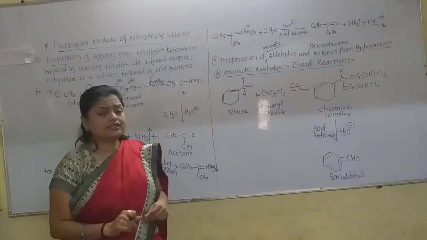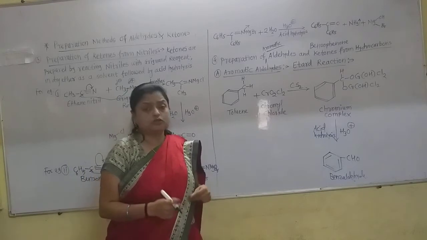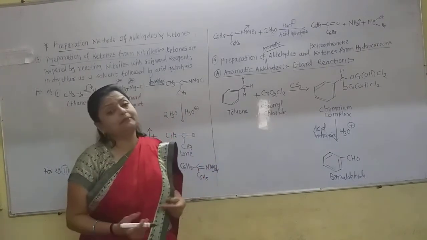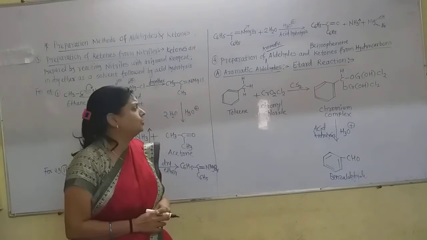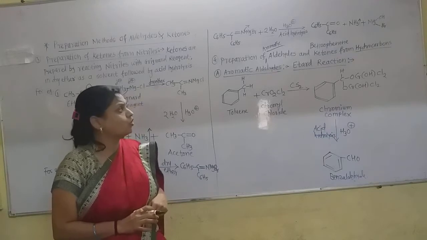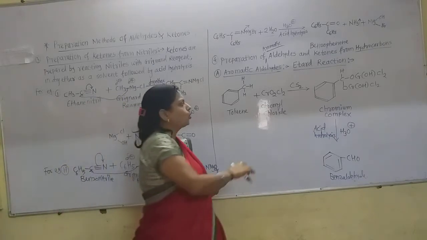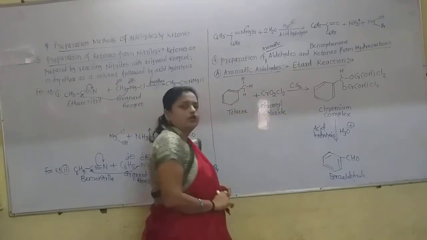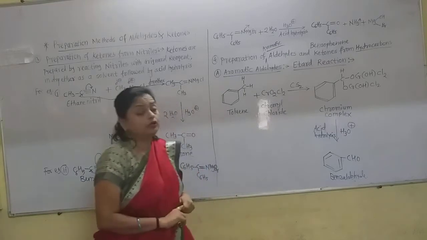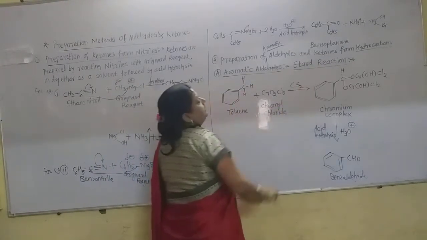Hydrocarbons means toluene, benzene are also there. So, the aromatic compounds such as toluene, ethyl benzene, these are the hydrocarbons, and these hydrocarbons are oxidized by the very strong oxidizing agent chromyl chloride. Molecular formula is CrO2Cl2. Now, this is the chromyl chloride in the presence of solvent carbon disulfide.